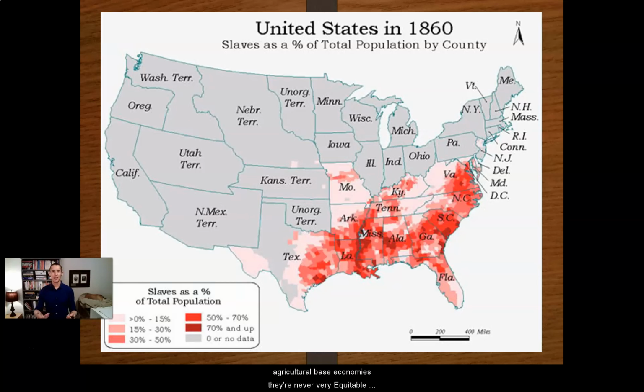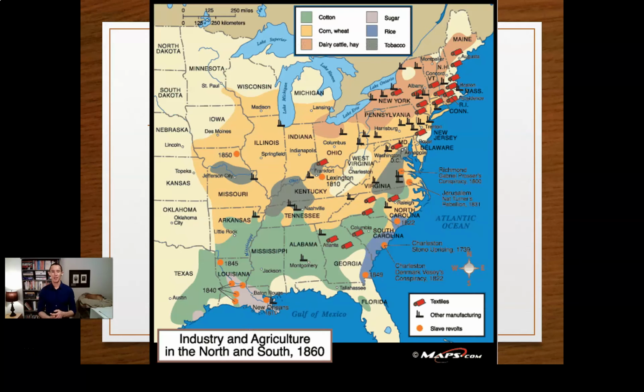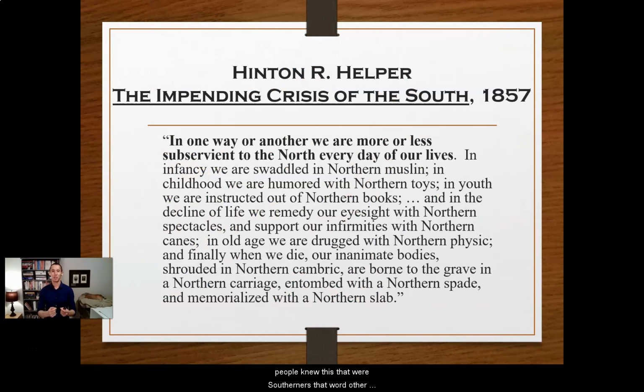That is why agricultural-based economies are never very equitable. They always have wealth accumulated in a very, very small part of the population, which is what the South will have. It'll be incredibly economically underdeveloped, no manufacturing, much smaller population. And this is something that historians said after the fact. Even at the time, people knew this.